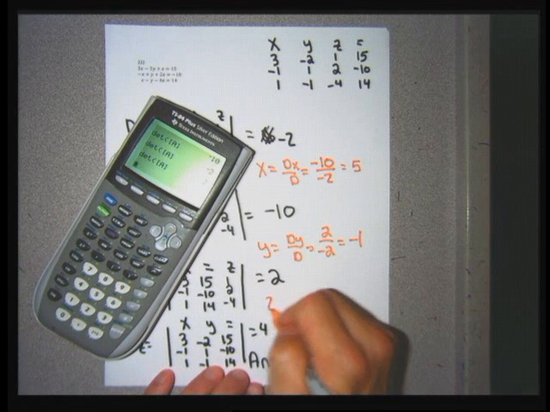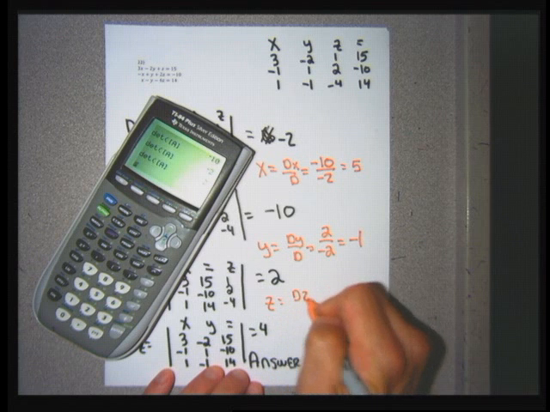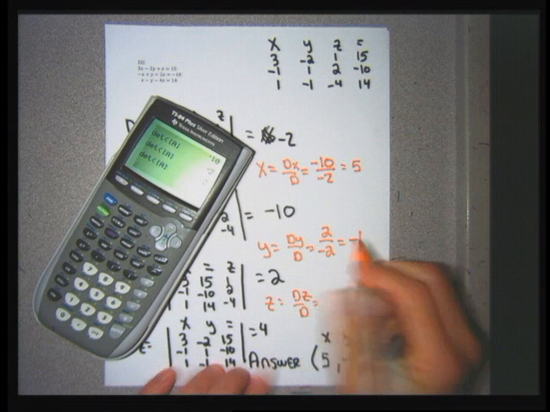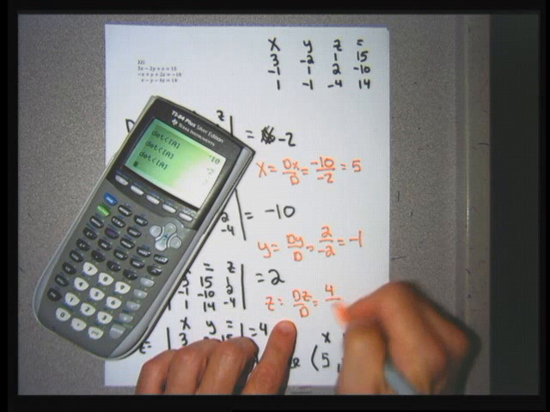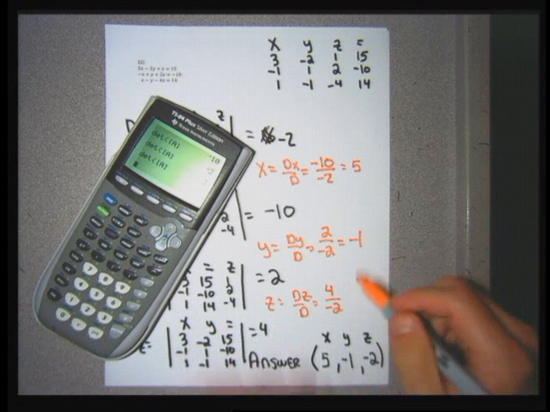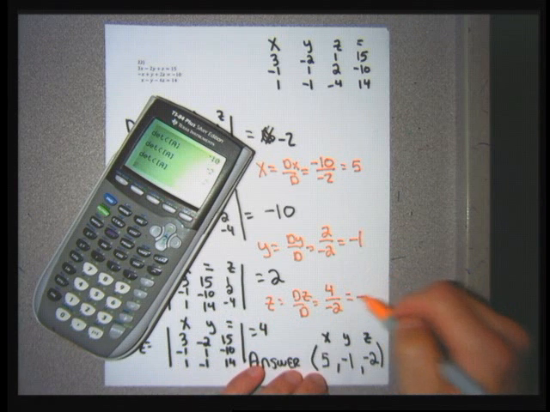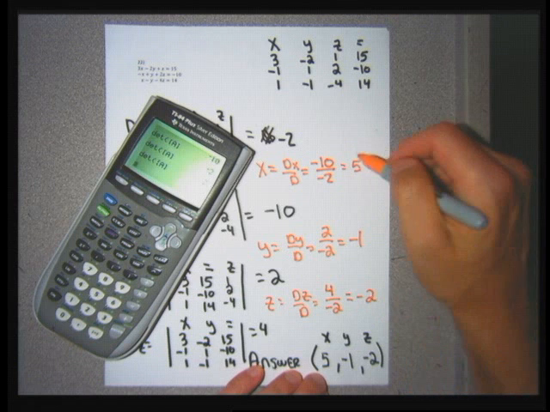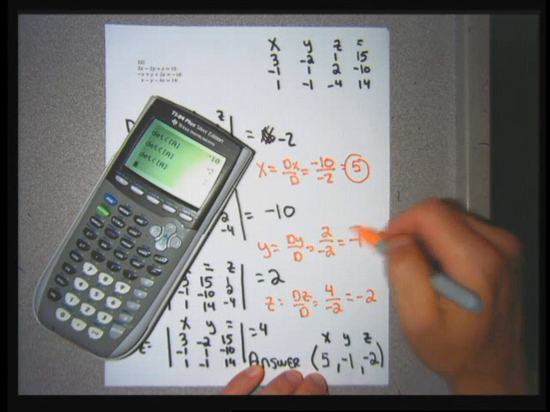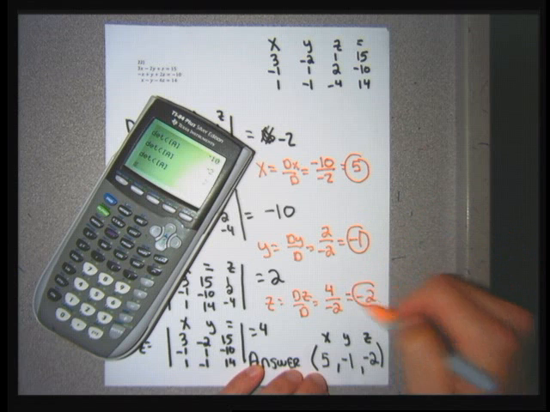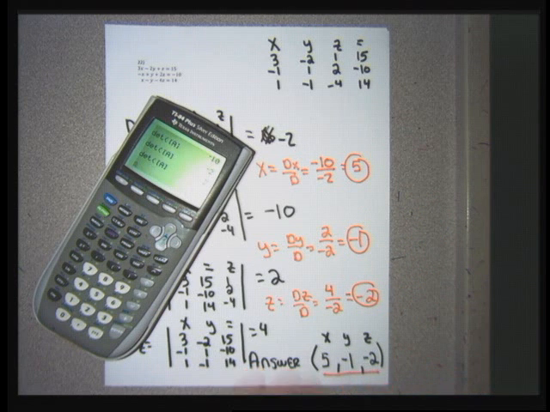And I know that z is the d sub z number over d. The d sub z number is 4. The d number is negative 2. That's a positive divided by a negative, so I get a negative, and 4 divided by 2 is 2. So I see x equal to 5, y equal to negative 1, z equal to negative 2. Exactly what I knew before I started using Cramer's rule.